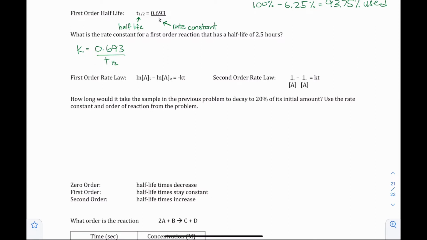The question asks, what is the rate constant for the first-order reaction that has a half-life of 2.5 hours? Rearrange the equation to solve for k and plug in 2.5 hours.